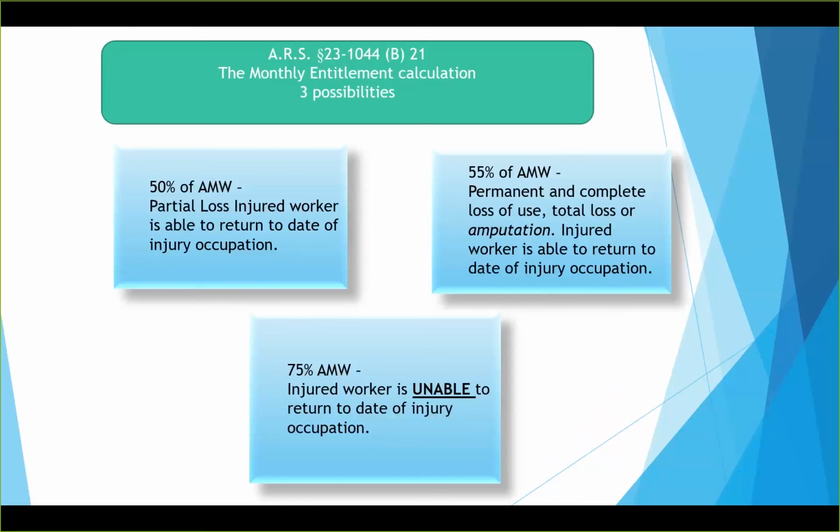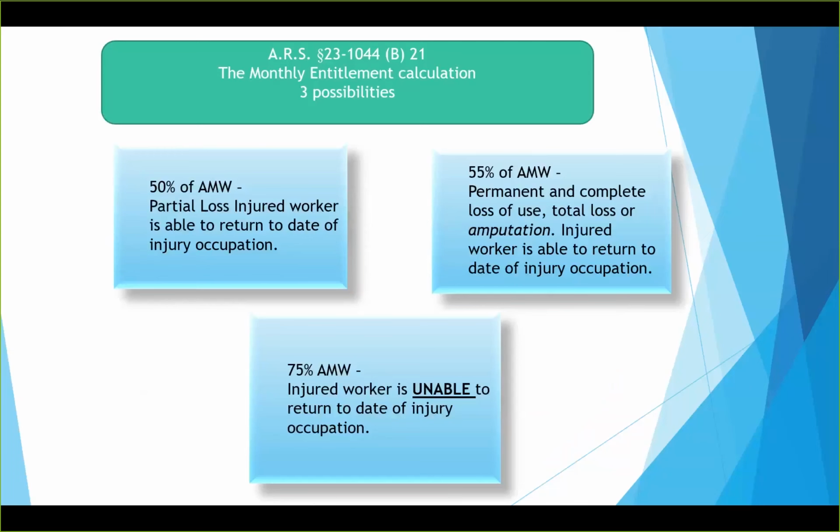Now, when calculating a scheduled award, you're going to use one of 3 possible average monthly wage percentages. It's going to be either 50%, 55%, or 75% of the average monthly wage. Your standard award, most of the awards you're going to issue, are going to be at the 50% rate. This is a partial loss if the injured worker is able to return to his date of injury occupation.